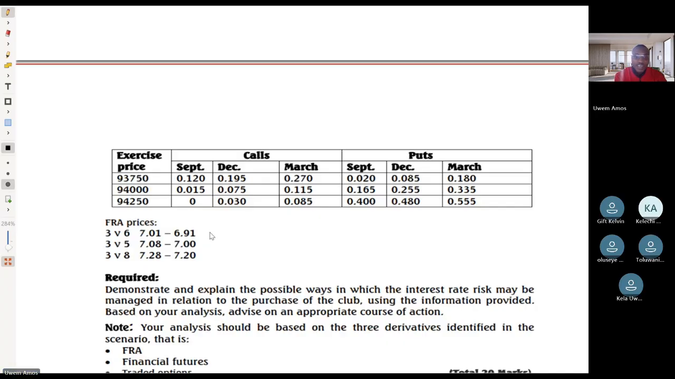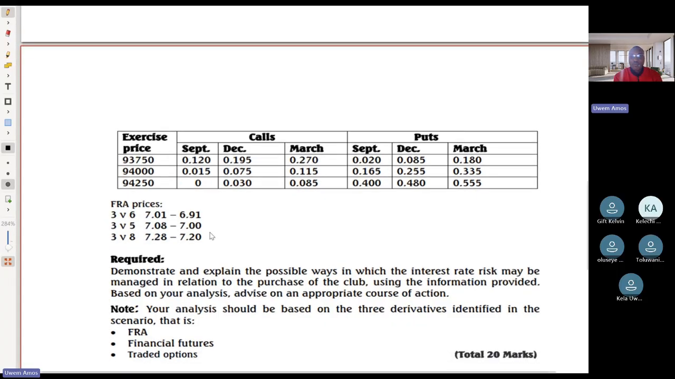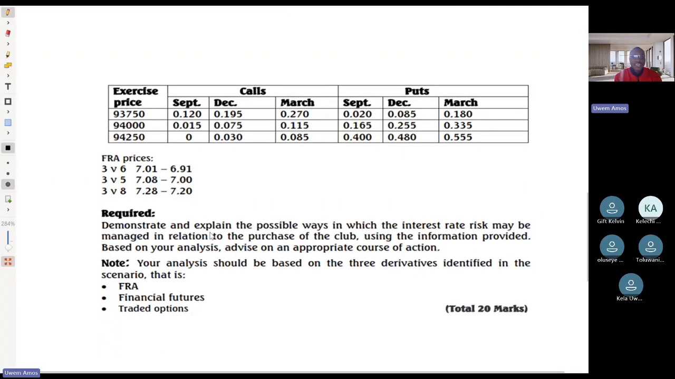Required. Demonstrate and explain the possible ways in which interest rate risk may be managed in relation to the purchase of the club using the information provided. Based on your analysis, advise on an appropriate course of action. Your analysis should be based on the 3 derivatives identified in the scenario. That is FRA, which is forward rate agreements, financial futures, and traded options.